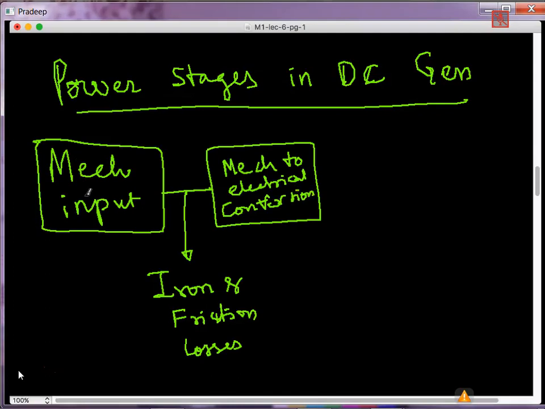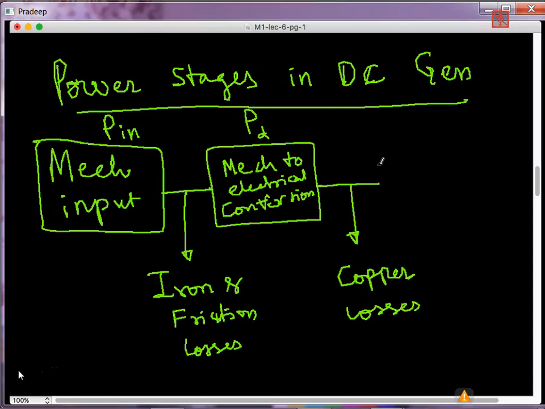Let's say I denote the input as P in. Let's call this PD, the power developed in the machine. Either it will be mechanical to electrical in the case of a generator, and electrical to mechanical in the case of a motor. Out of that, now I can remove the copper losses, both in the shunt field and the armature. Then whatever remains is nothing but the electrical output.